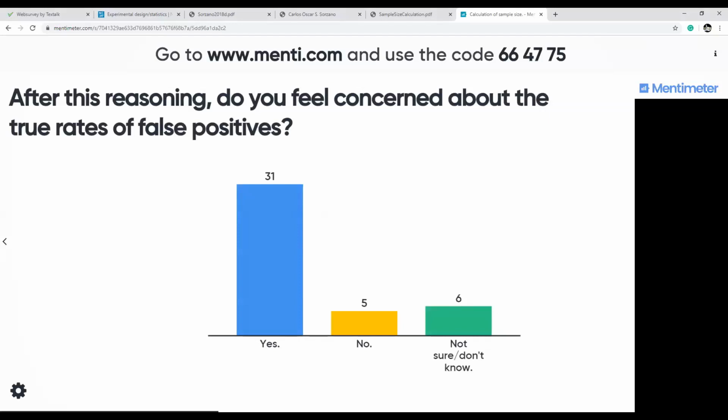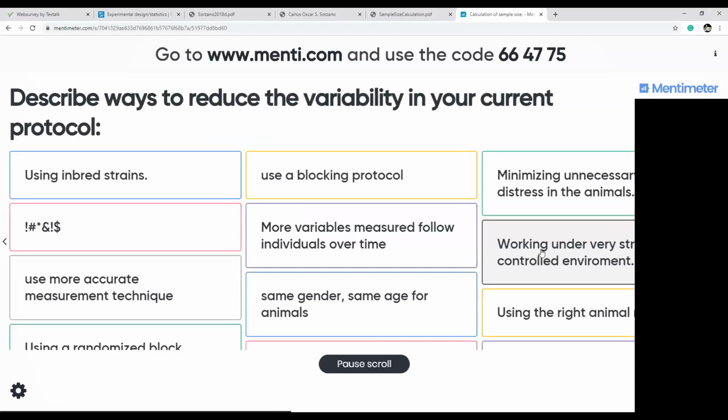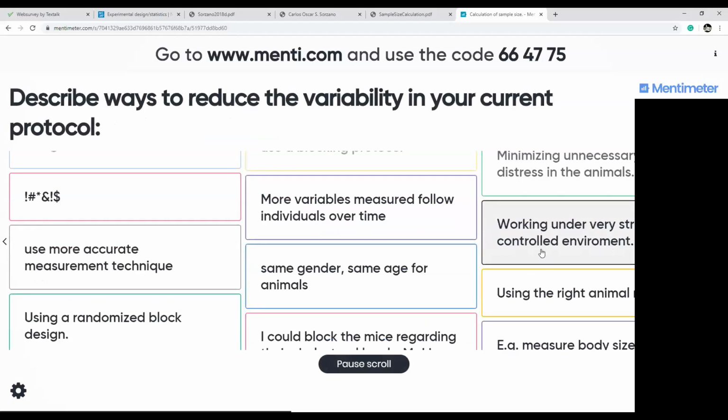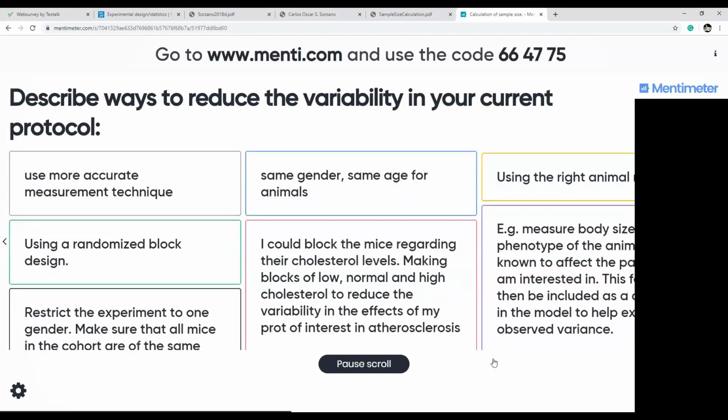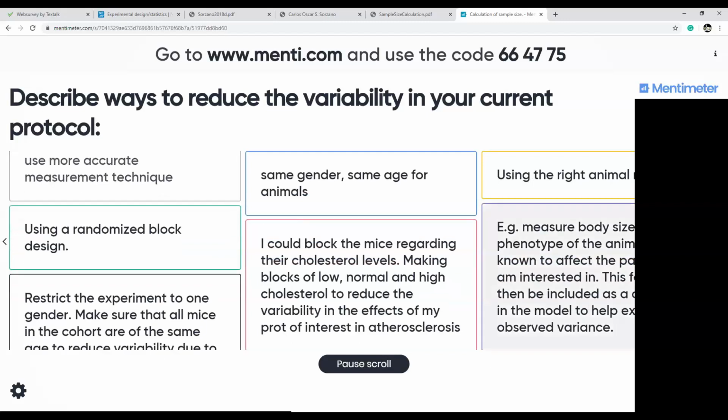Then, do you feel concerned about the true rates of false positives? Yeah, the first time you're exposed to this is completely shocking, because you become aware that after all your life of experimenting, you might have taken as true effects things that were not really good effects. Okay, let's go next. Well, for this, I will need more time to see what you have written. But yeah, then we can go for the next, the last questions.